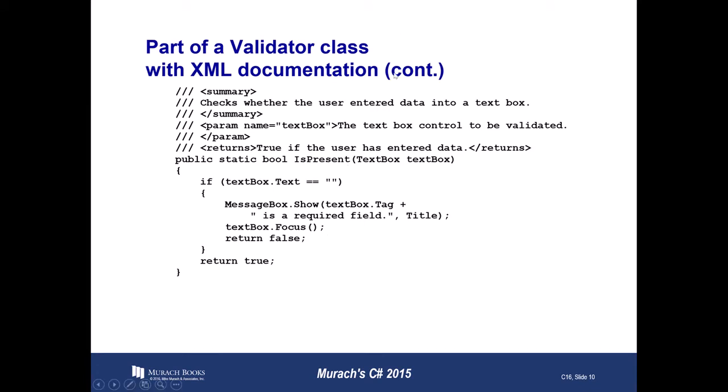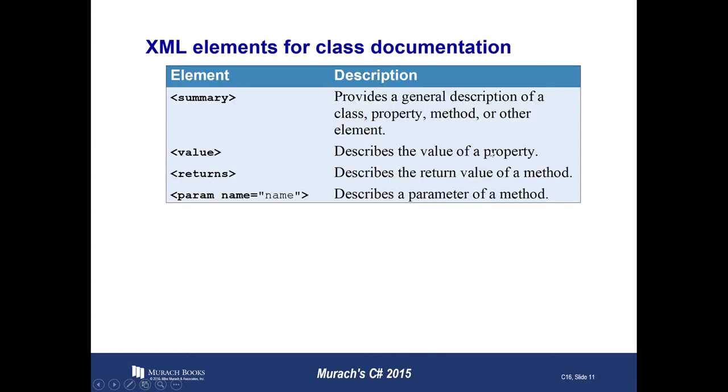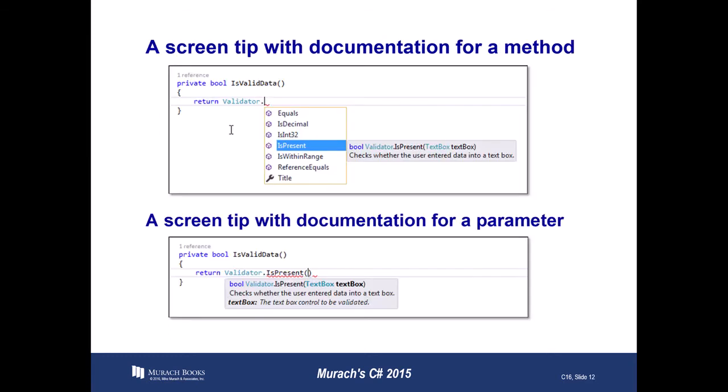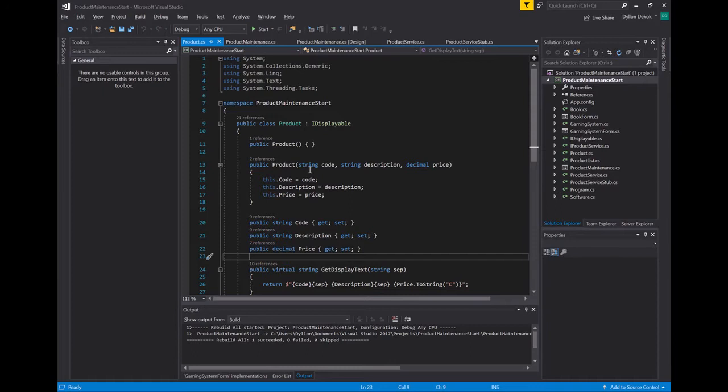You can have a summary, you can have the parameters, so you can tell it what the parameters do, what it returns, what the return does. Here are the XML elements and what they do. So you notice that it's used here. And that's what I was trying to get to show up. So maybe if I start typing, it'll show up.